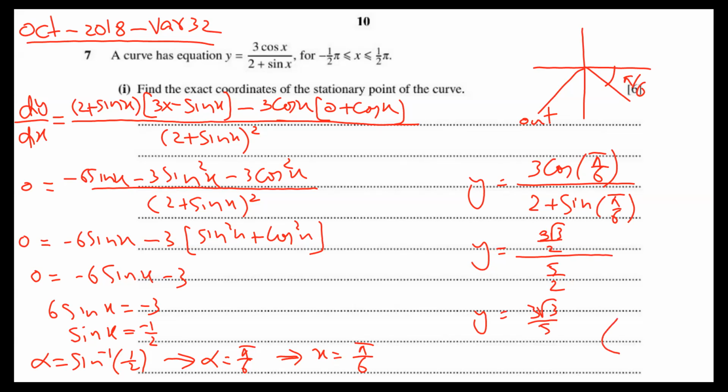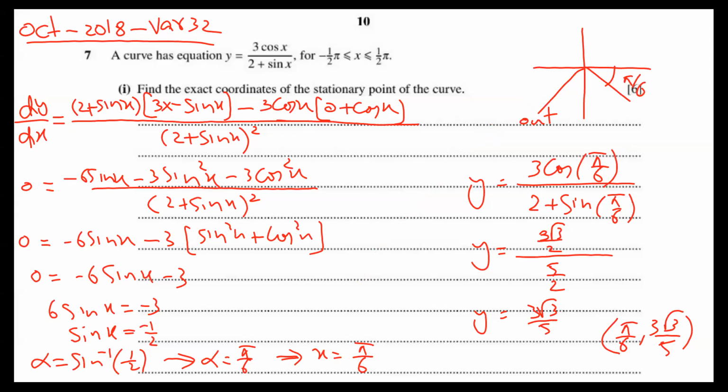And he was asking for the exact coordinates of a stationary point. Wait a minute. So it means this. The minus sign is just for when we take alpha. Alpha here, we never take the minus sign there. So never include the negative sign here. So alpha comes here, and that alpha counts as x, and we got pi by 6, and the y value comes 3 root 3 over 5, and the point is clear.